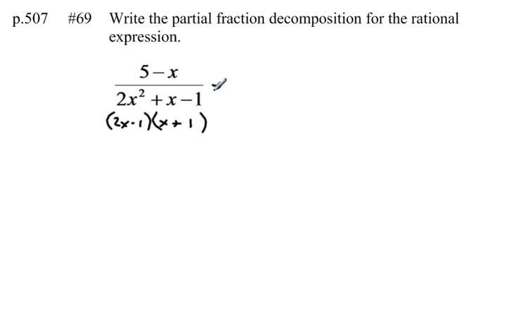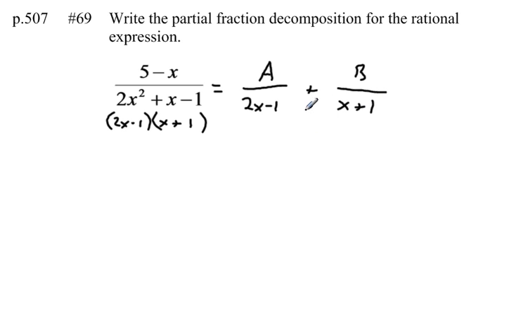Okay, once we have this factored, we need to rewrite this original fraction as some variable, let's just call it a, over the first of these factors, 2x minus 1, plus some variable, let's call it b, over the second of these factors, let's call it x plus 1.